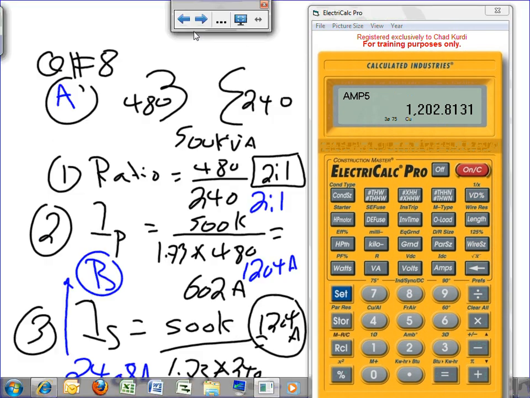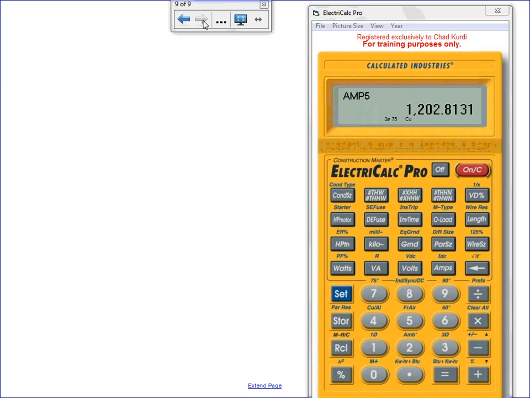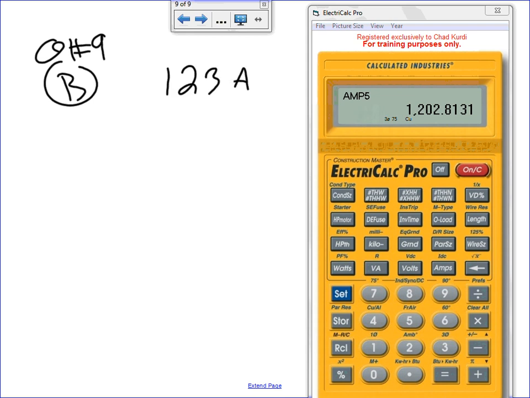Okay. May I move on to the second one, guys, so we can move? So this is number 7, number 8, number 9. Almost done. Question number 9. We're doing B this time. I have a store, a continuous load, and my load is 123 amp continuous, and I need to find the following.